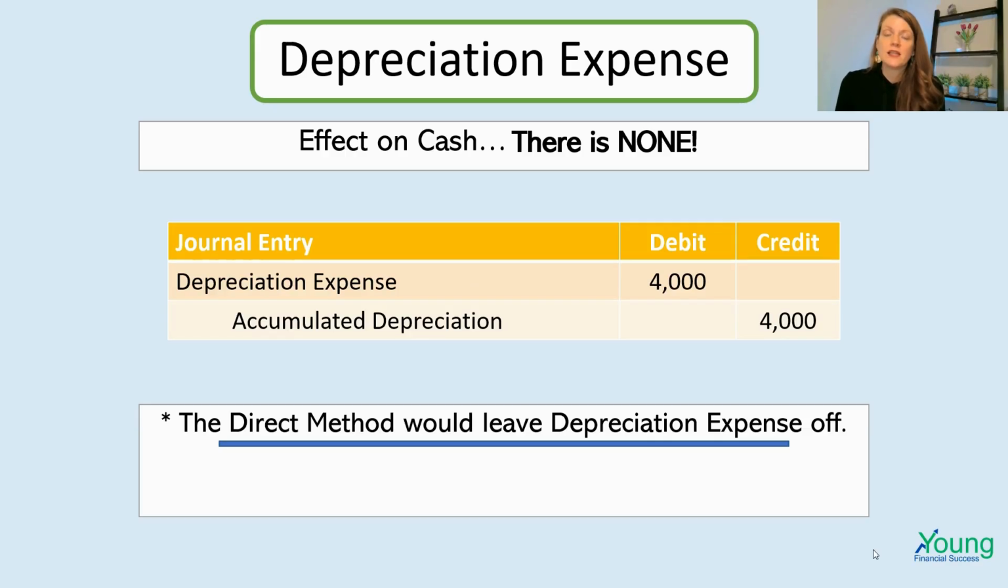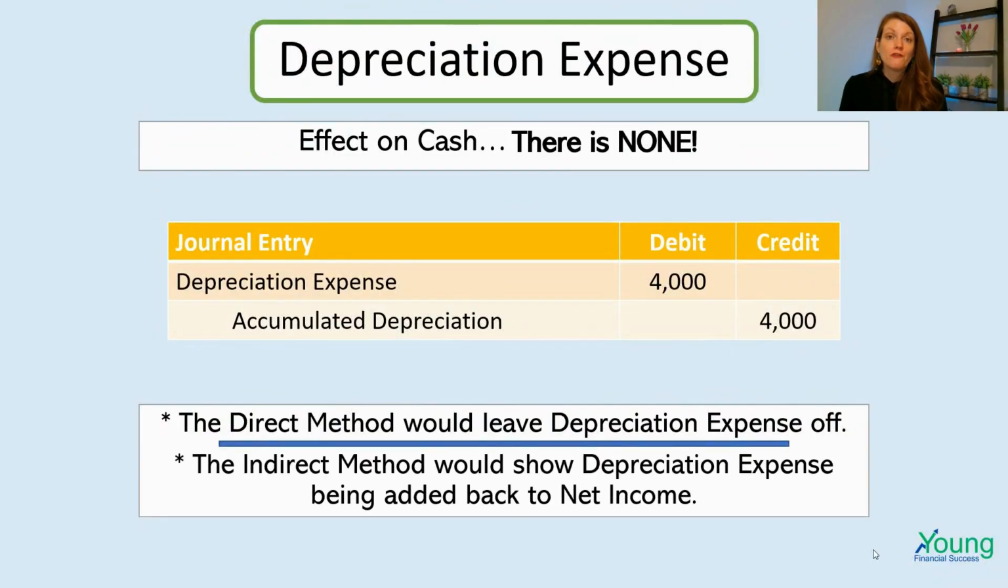You would not list out depreciation expense on the direct method where we're listing out all of the individual items because it didn't have any cash go out. For the indirect method, we're starting with that 27,000 of net income, and it would actually be one of the first things that we would point out when it came to the indirect method, because we would be saying, hey, by the way, that depreciation for 4,000, we're going to add that back in because there was no actual cash that left for that.